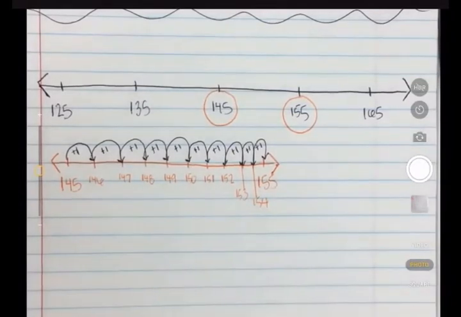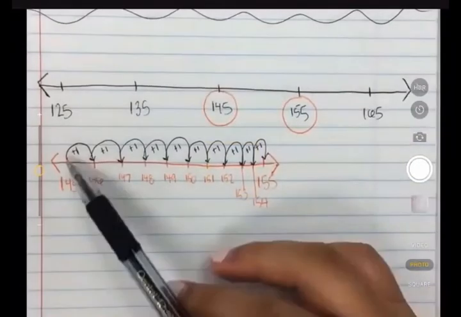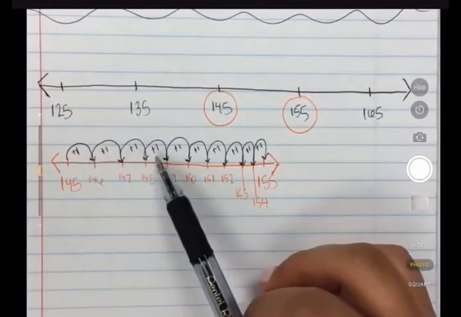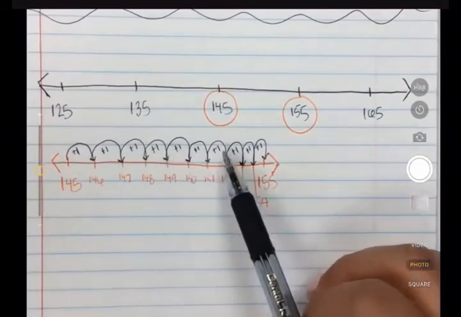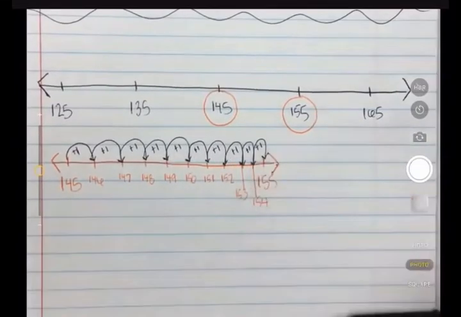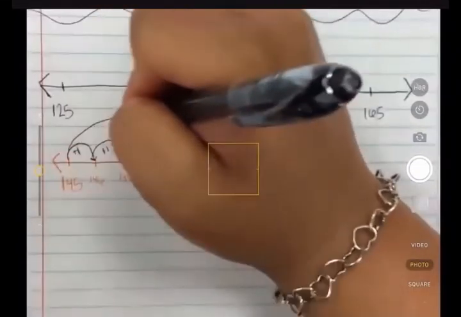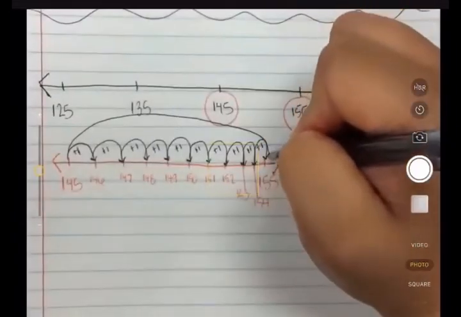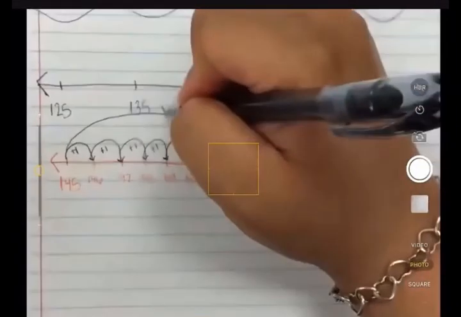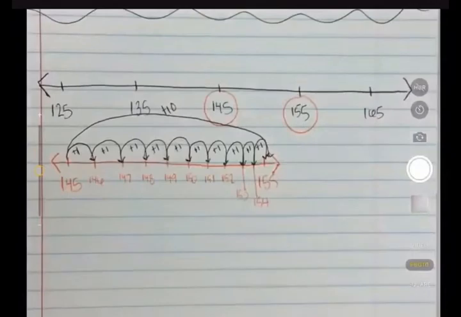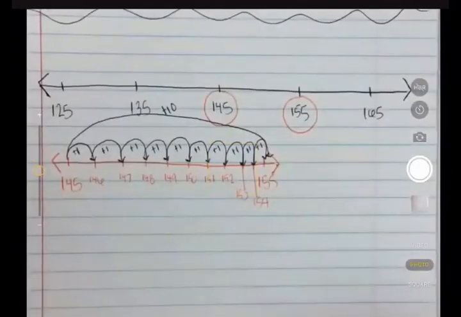Awesome. I see them coming in. Great. So I'm seeing 10. Let me count it just to make sure. So it's 1, 2, 3, 4, 5, 6, 7, 8, 9, 10. Perfect. So from 145 to 155, it was plus 10. So what do we think the pattern is on the number line?